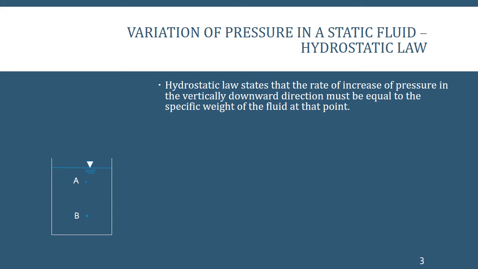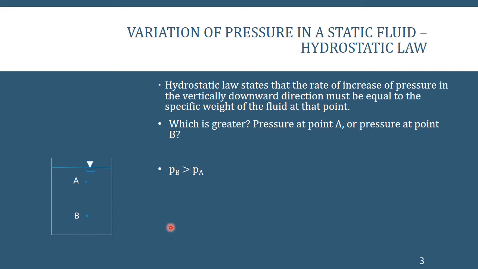So this is a cross section of a channel, and there are 2 points A and B over here. A and B are 2 points taken inside the fluid. Now, which do you think is greater? Pressure at the point A or pressure at the point B? Just by looking at it, you sense that pressure at point B might be greater than pressure at point A.